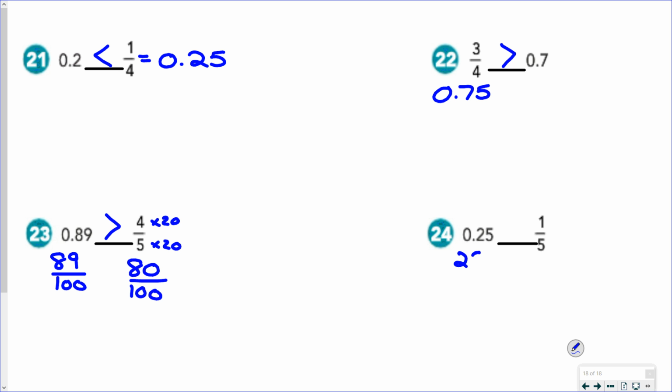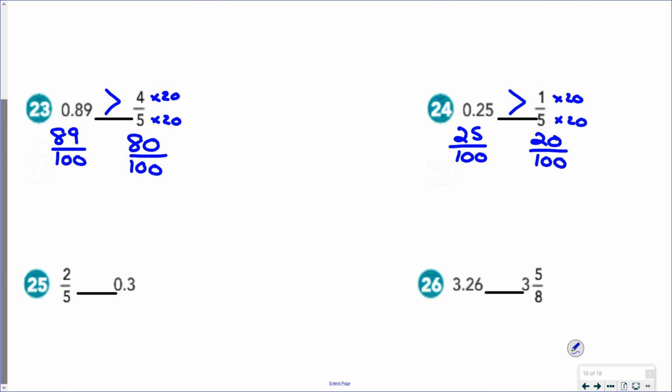25 hundredths would be written like that as a fraction. Multiply both of these by 20 again. So that would give us 20 over 100. 25 hundredths is greater than 20 over 100. And 24 is actually the exact same as 21. For number 25, this would be 3/10. We can make 2/5 4/10. 4/10 is greater than 3/10.